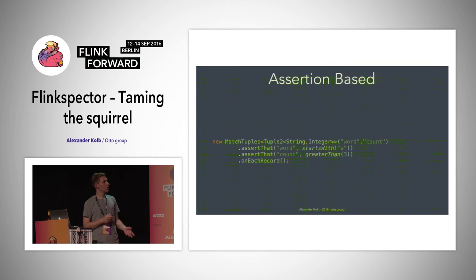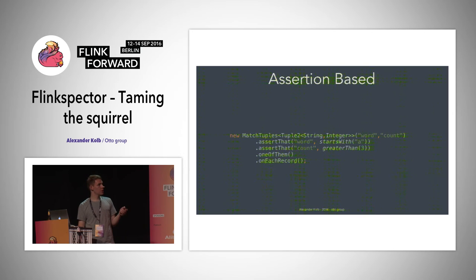What we did then is we said we want to make this assertion based, and we want to be able to apply these assertions to single values in our complex data type. I've done this here for tuples. You just give some keys to the tuple, and then you can say, for our test, the word should start with A, and the count should be greater than 3. And then you say this has to be true for each record I'm seeing in my output.